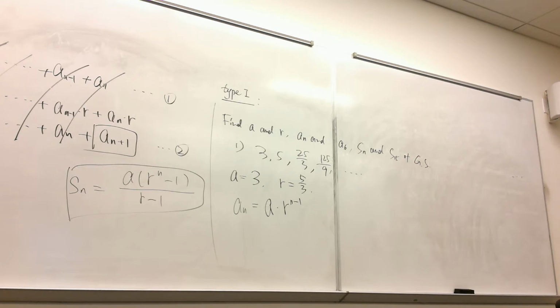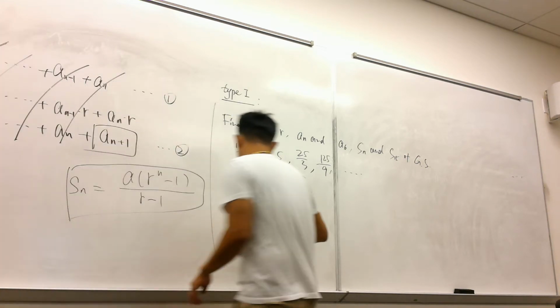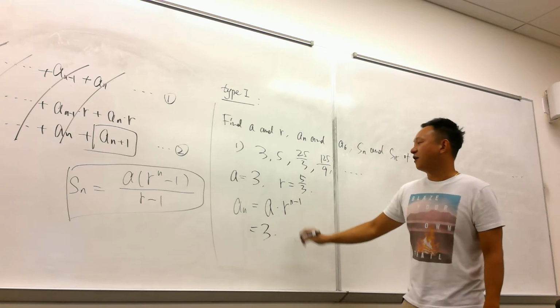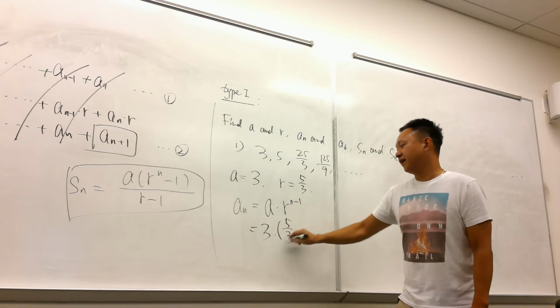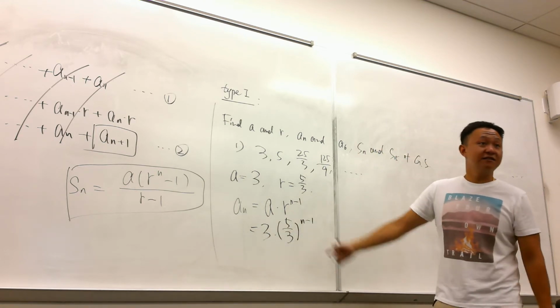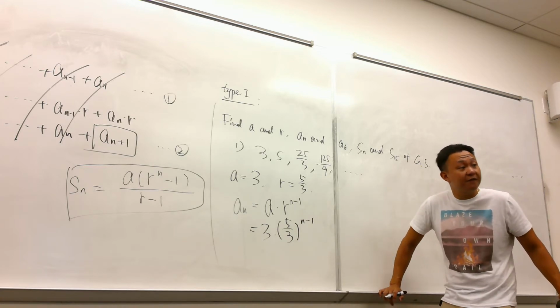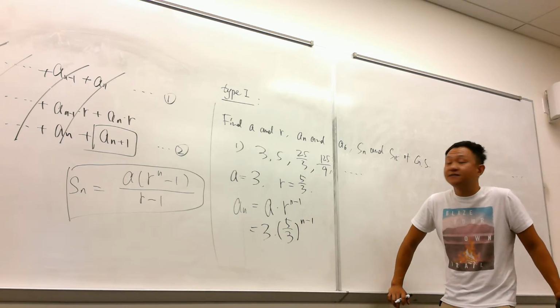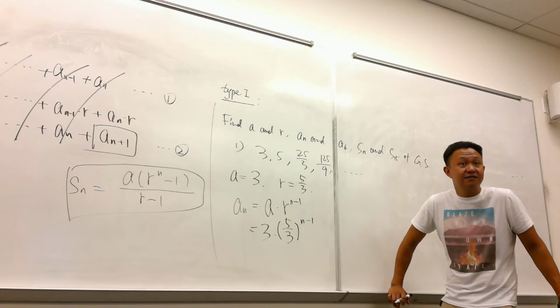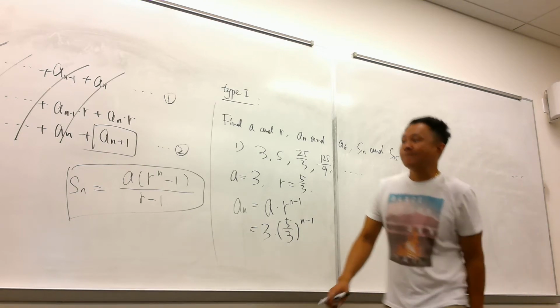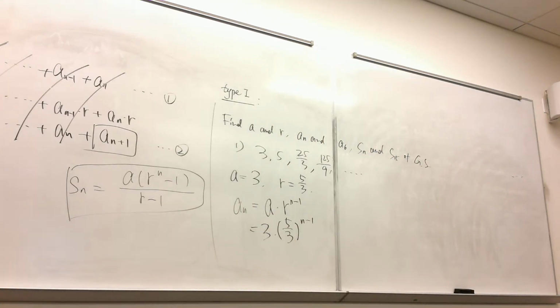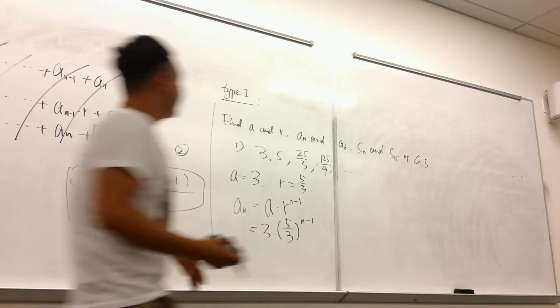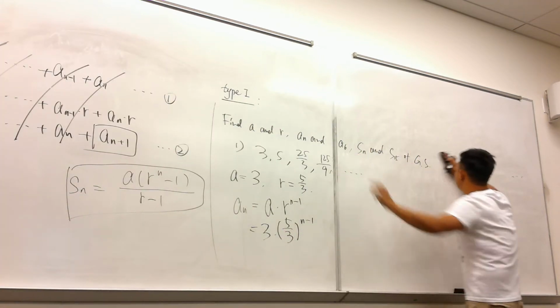Alright, so you're going to substitute A equals 3, and then you're going to substitute R equals 5 over 3. And then guess what, guys? That's it. That's what we mean by find the A sub n. Are we cool with that, guys? Next one. What is the next question? Find particularly what is A sub 6.